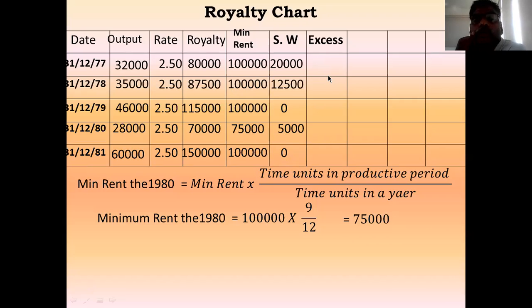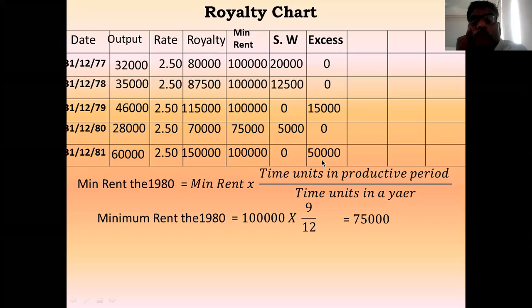Okay. Next you calculate excess. Excess is equal to royalty minus minimum rent. Here no possibility. Here there is an excess of 15,000. 1 lakh 15,000 minus 1 lakh. Here there is no excess. In the last year there is an excess of 50,000. 1 lakh 50,000 minus 1 lakh.